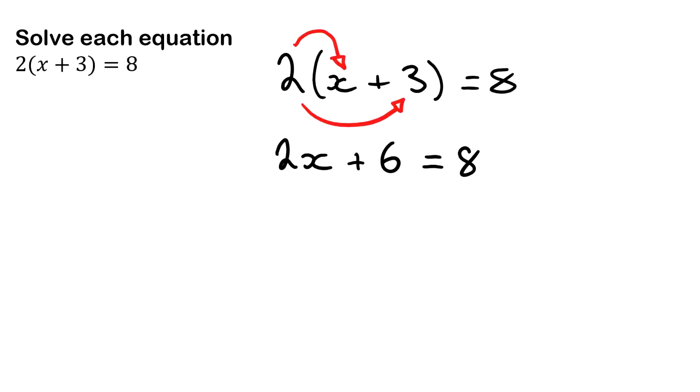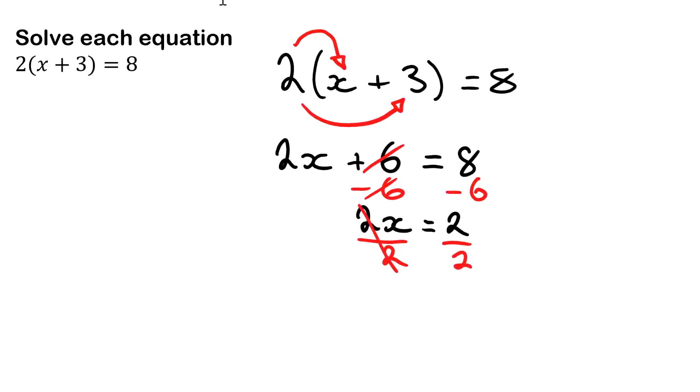I want to get rid of the number by itself first, and we're left with 2x equals 2. I then need to remove the 2 away from the x. Remember, it's 2 times x, so we divide by 2. x equals 1.